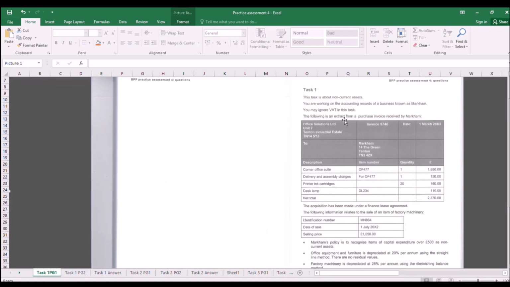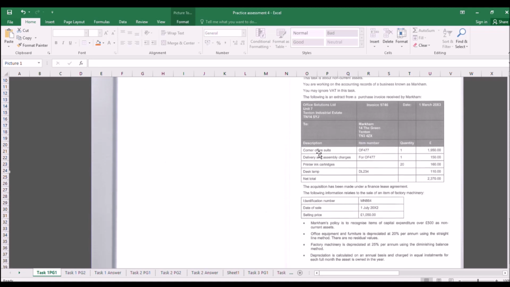So no VAT, and we've got a purchase invoice received. Okay, right. So we've got some things here. So we're looking through now. We're going to see some items here. So we've got an office suite and we've got some delivery charges. Now we're really going to start looking for the capitalization note. Are we going to capitalize this or not? That looks quite reasonably big, so probably we are going to.